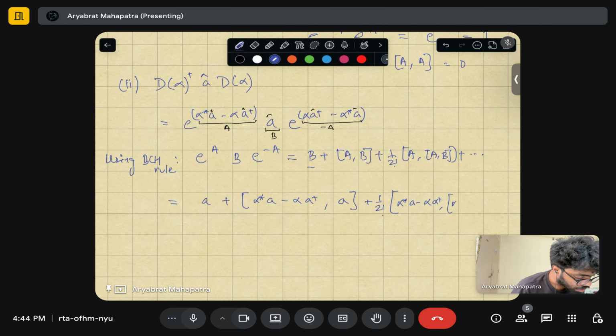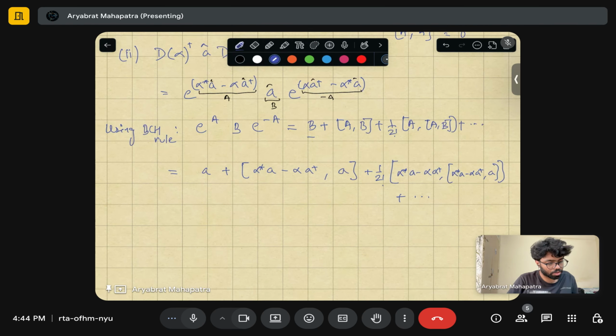Then alpha star A minus alpha A dagger, A. So this is a nested commutator. You have a commutator within a commutator. You'll have more such nested commutators as you go on in the series. But you'll see that we are using up to these terms, because once one of these terms goes zero, the other terms will also subsequently go zero. This doesn't happen almost every time, but in some cases, like here particularly, it does.